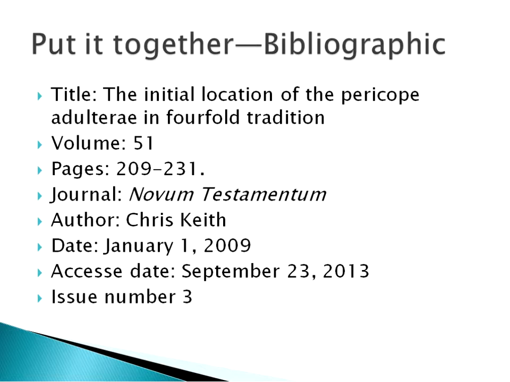All right. In this case, the initial location of the pericope adulterae in fourfold tradition. That appears in quotation marks. All right. Followed by a period. And then after the article title, what comes next? The journal. All right, the journal title. Did you look up what the abbreviation for New Testament would be? It is NovT, but that's a trick question because in a bibliography you use the full journal title. But yeah, NovT is what the abbreviation would be if you were footnoting it. But in the bibliography you use Novum Testamentum.